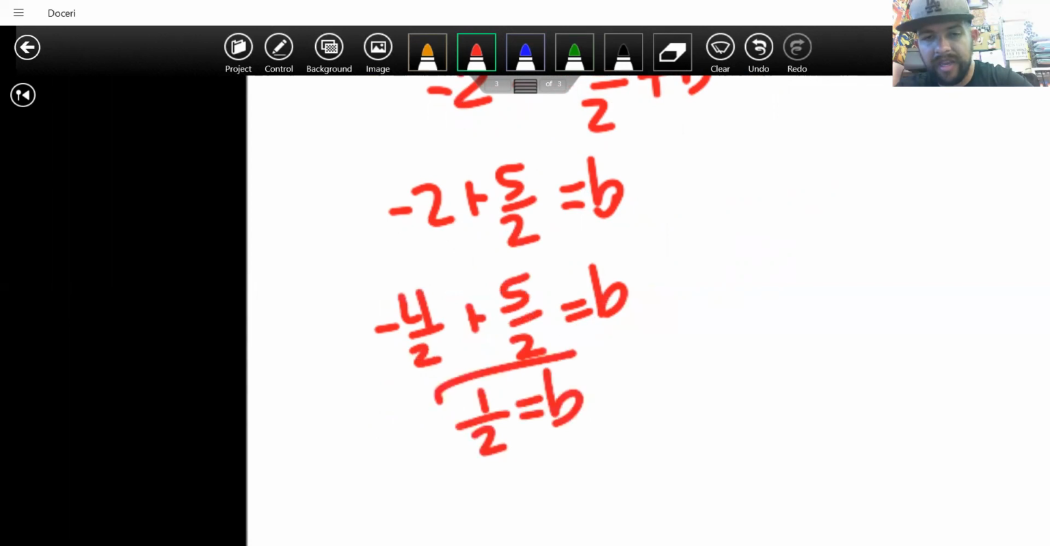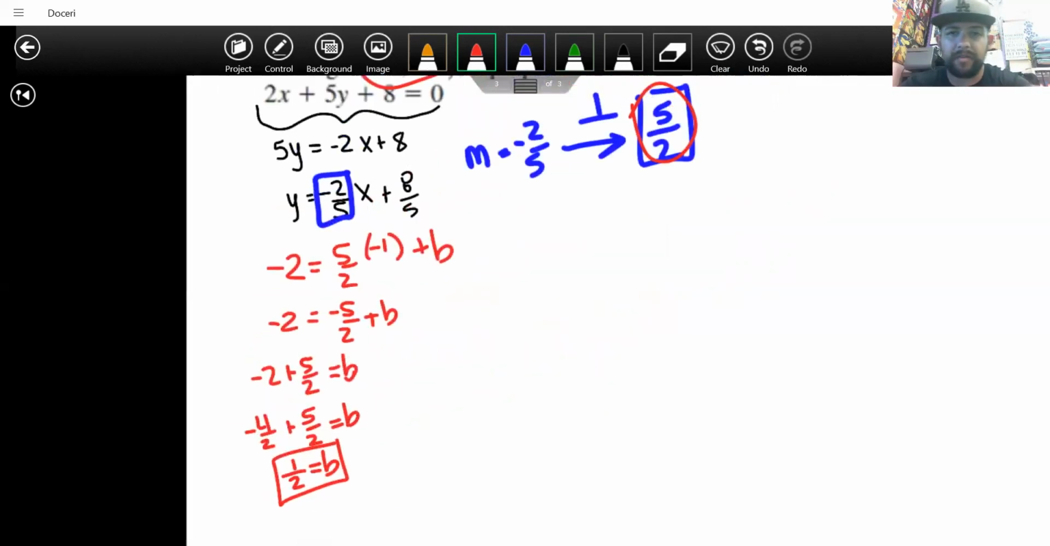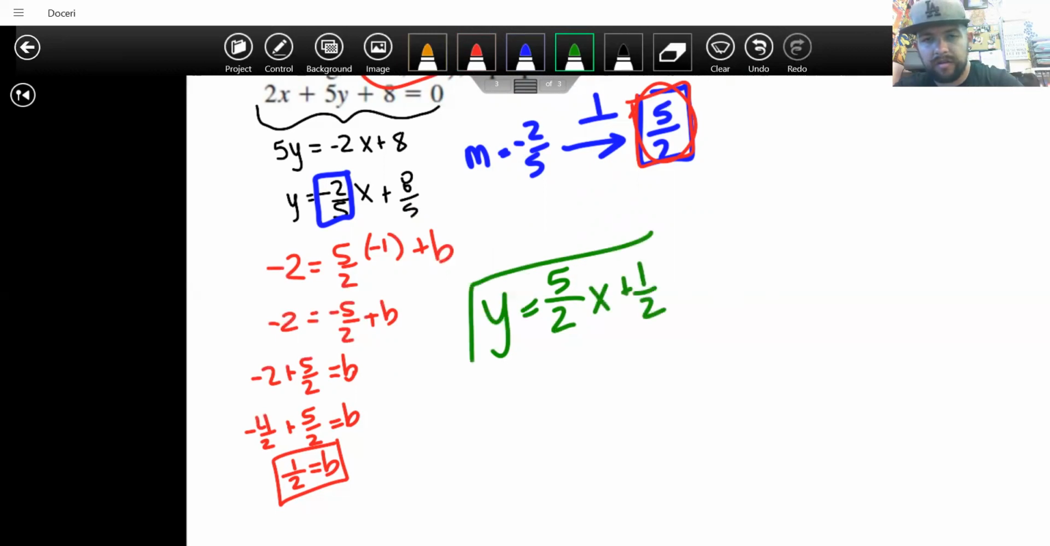So we have our b here. We have the perpendicular slope that we found earlier, which is 5/2. All we want to do is write these two as an equation. So 5/2 x plus 1/2. Okay. I think this ends the portion for the 1.5 to 1.10 chapter. Let's look at some review problems.